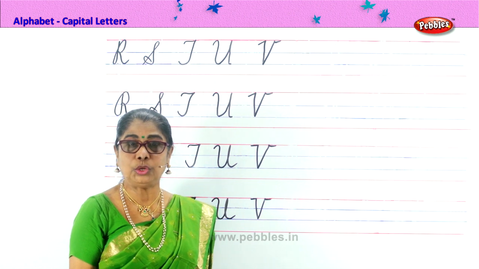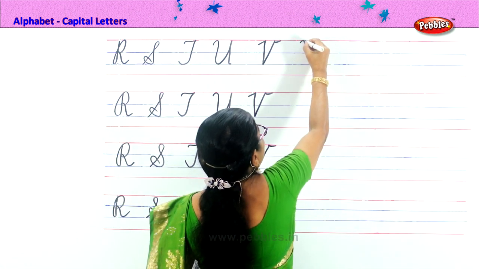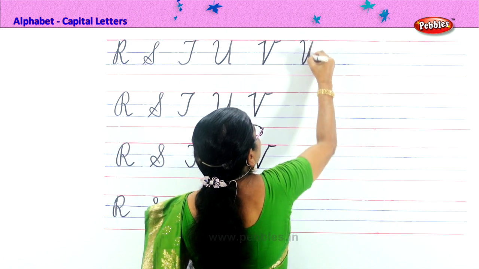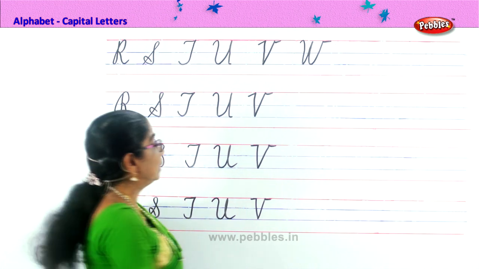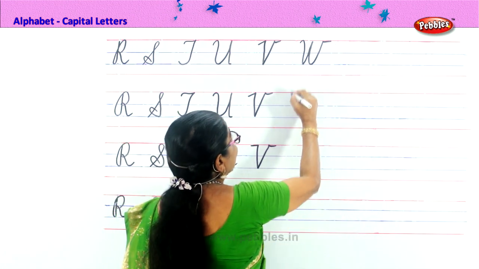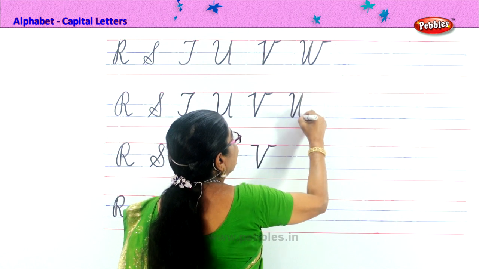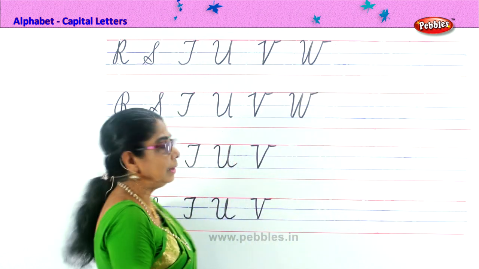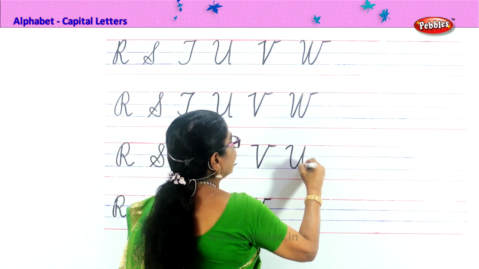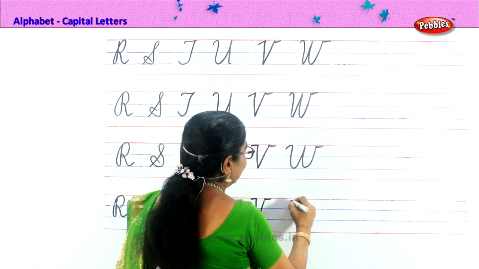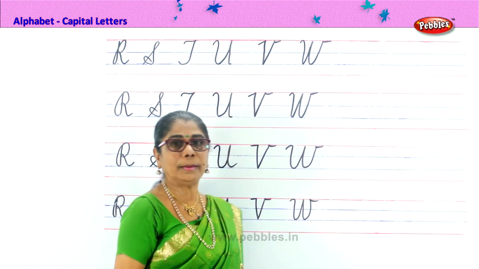Next is W. It goes like this, up and down, just like M reverse. Okay? W comes like this, goes right up, again up. All right? Goes W, comes right up, again up. Comes right down. This is W.